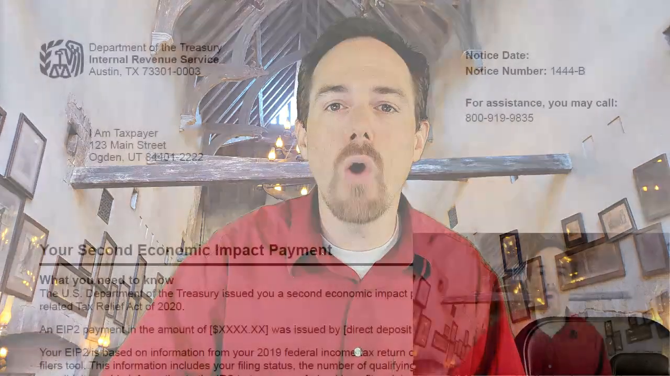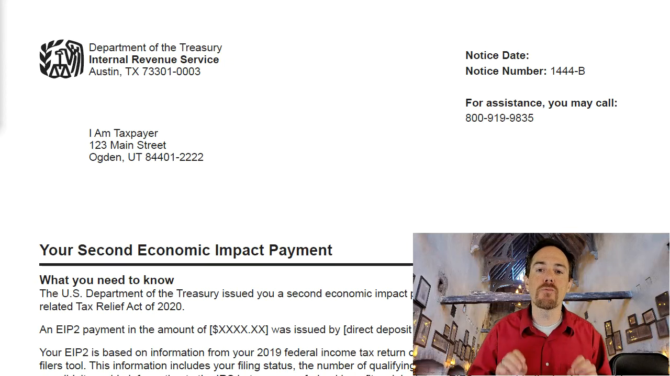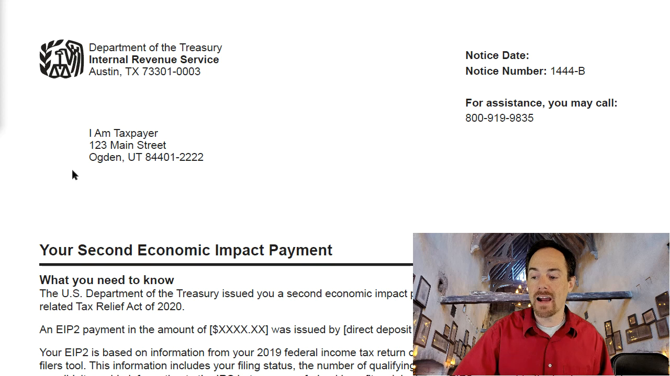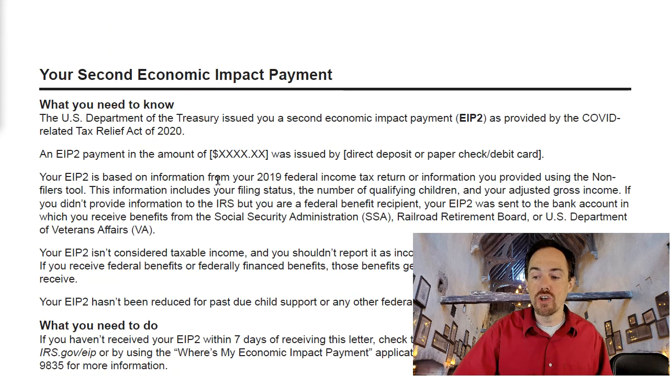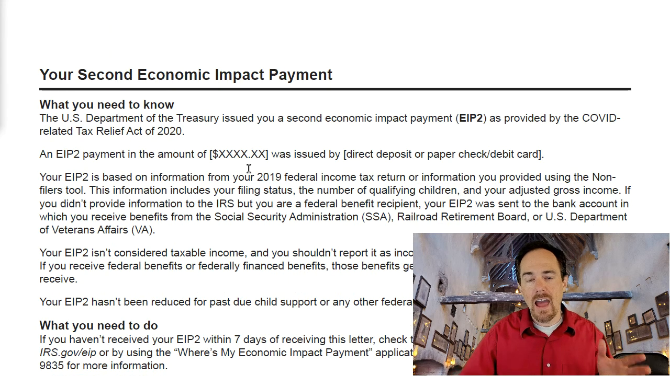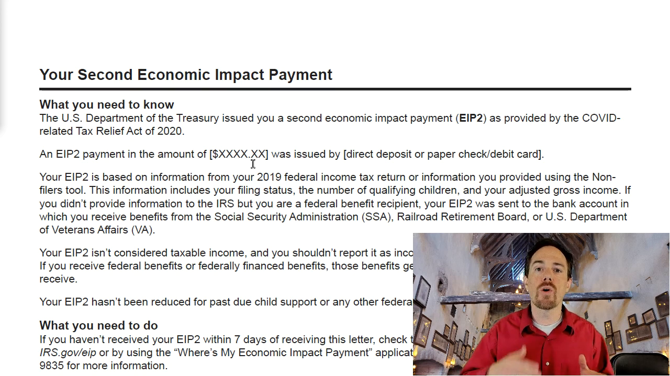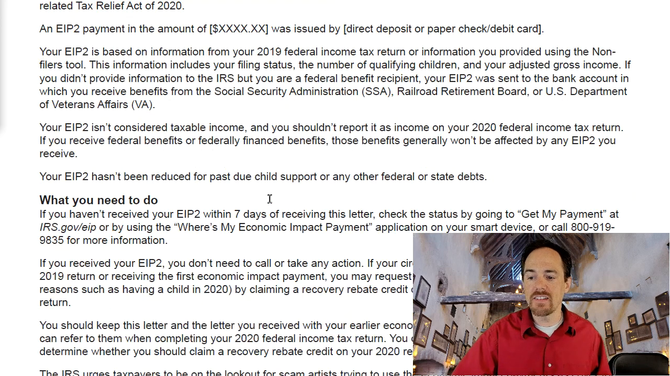Now, there was a second round of stimulus checks that was sent out in the winter of 2020 and 2021. You also would have received a letter from the IRS. This is the 1444B that says your second economic impact payment, EIP2, is going to be in the amount of, and then the dollar amount. Now, this one was for $600 per adult and per dependent child up through the age of 16. So take $600 for you and your spouse if you are filing jointly, and $600 more for each child up through the age of 16.